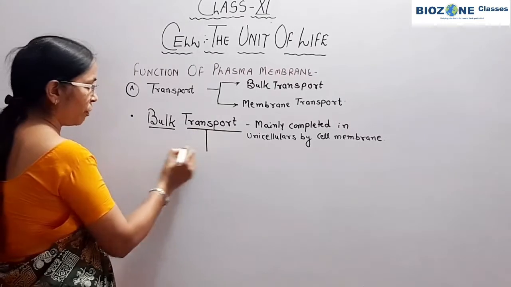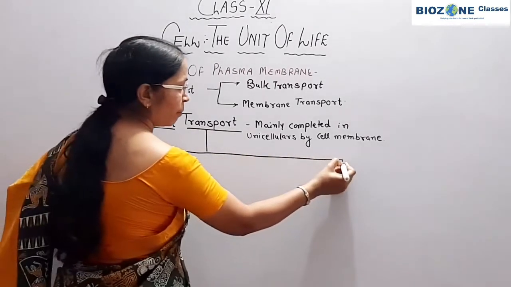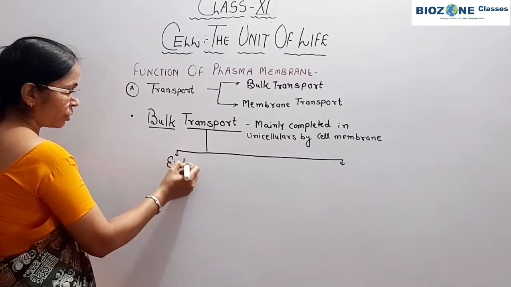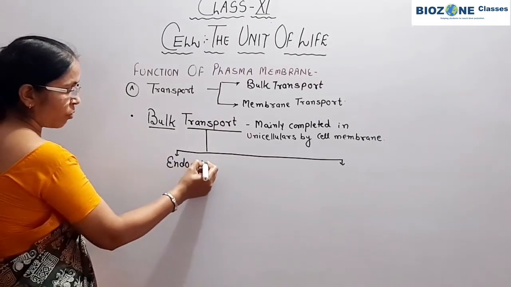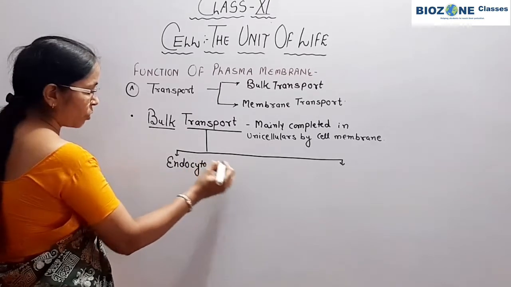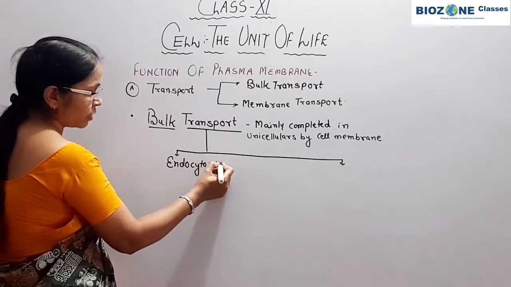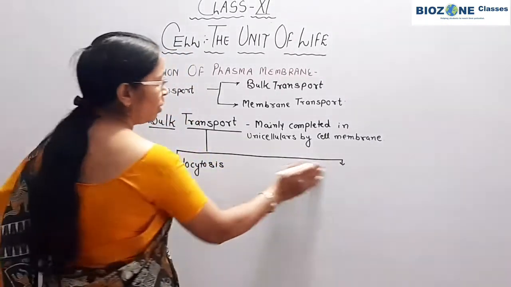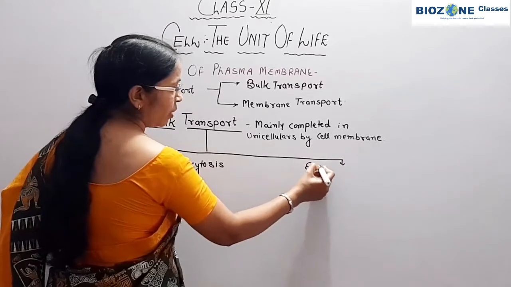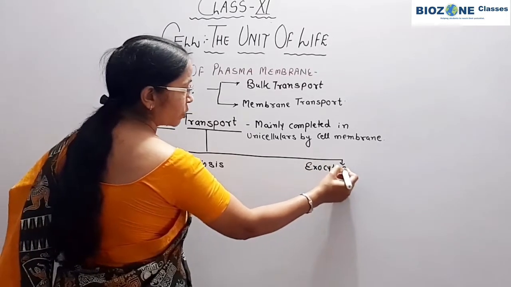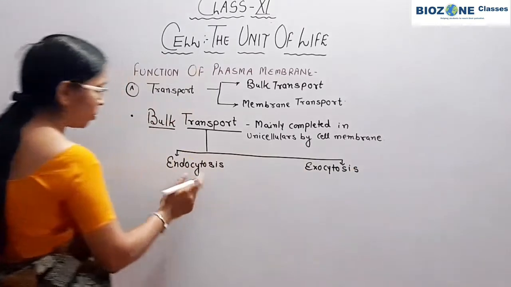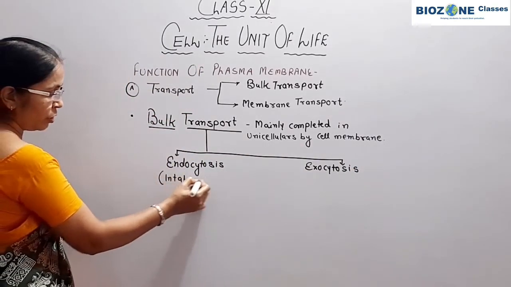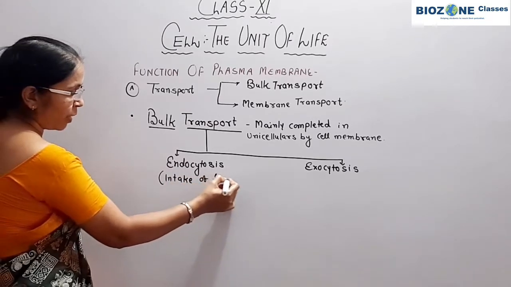Bulk transport, you remember, is mainly completed in two methods. Either the intake of food particles, which is called endocytosis, or the removal of undigested waste from the cell with the help of cell membrane, which is called exocytosis. This part you remember. Endocytosis, simply remember, is the intake of food particles.